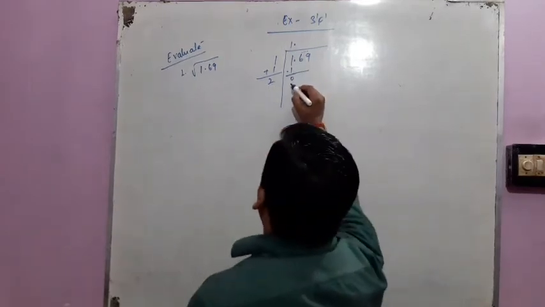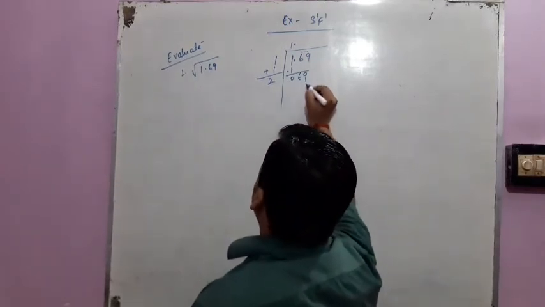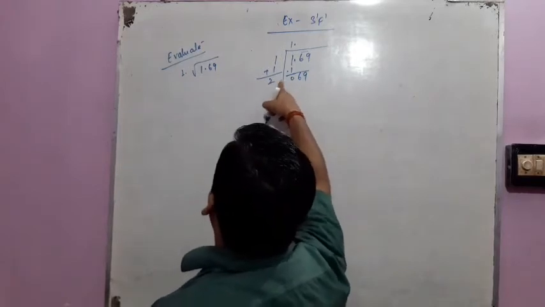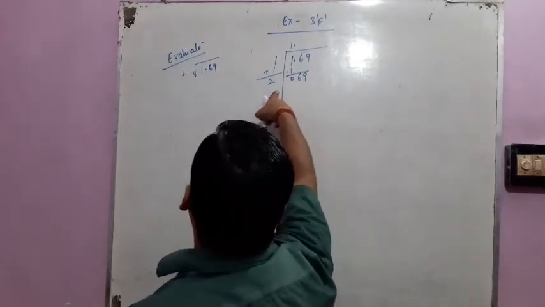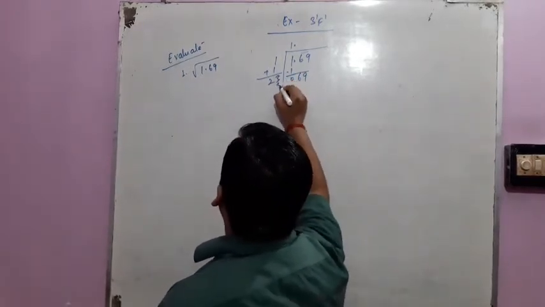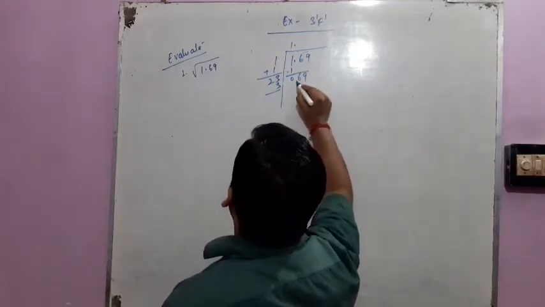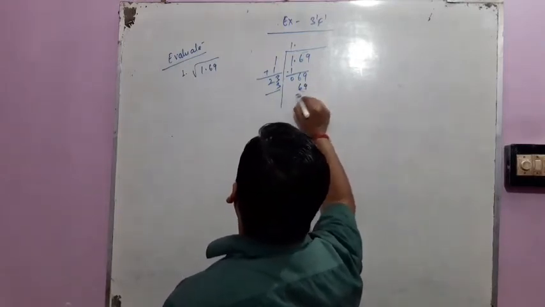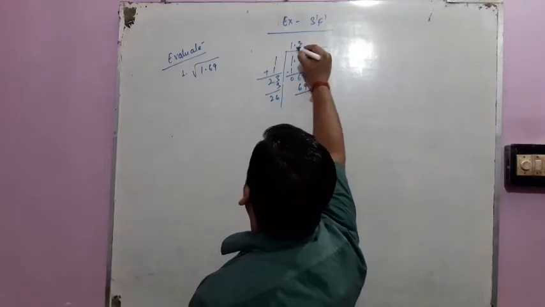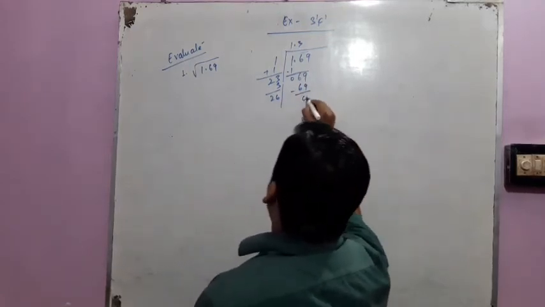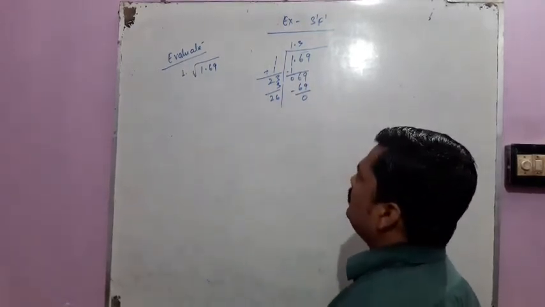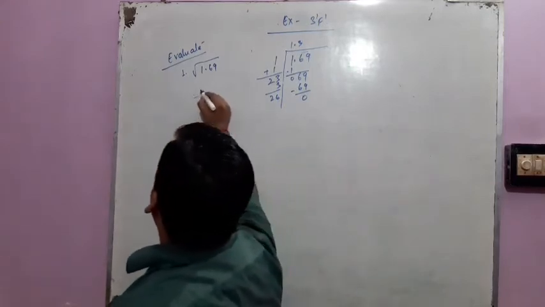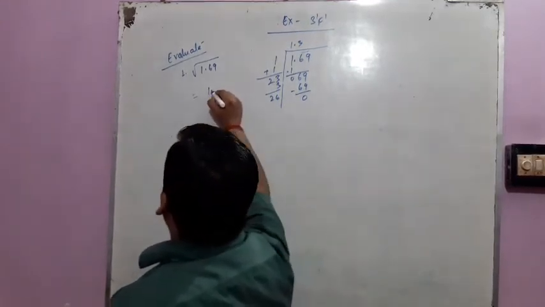Okay. Now what do we have to write? Now we will take here 69. What will we write with 2, and multiply with the same, to get 69? Of course 3. So 23 times 3 is 69, and here 3 also. When we subtract, we will get the value 0. So the square root of 1.69 is 1.3.